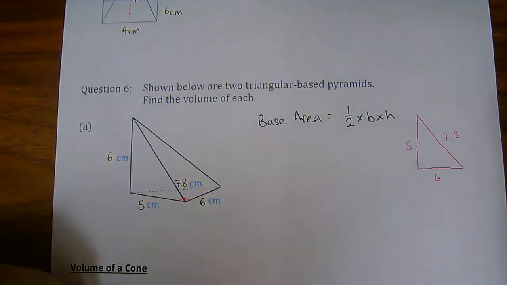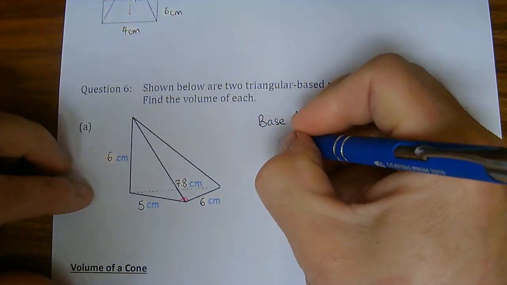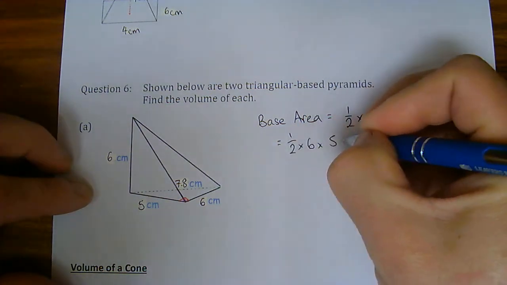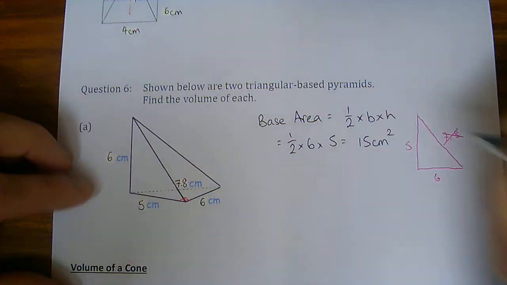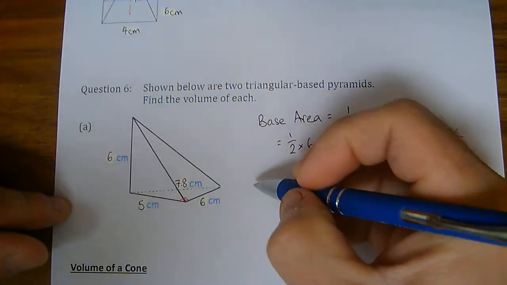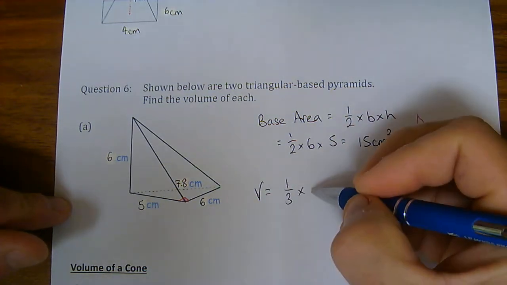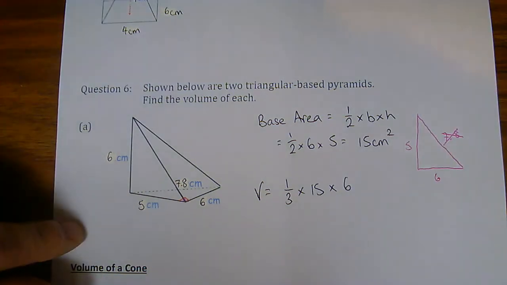Now if I want base times height, I don't want that diagonal one, and in previous worksheets that's confused some of you. So I need to do a half times by my base, which is 6, times by my height, which is 5, which gives me 15 centimeters squared. That's going to get us 2 marks. So then I've got volume is 1/3 times by the base, which is 15, times by my height, which is this number straight up, which is 6.